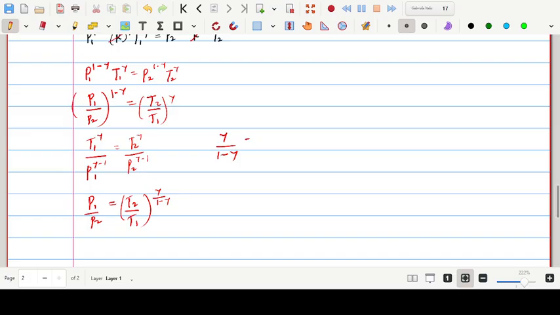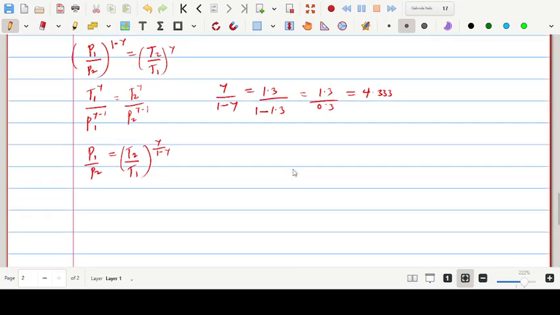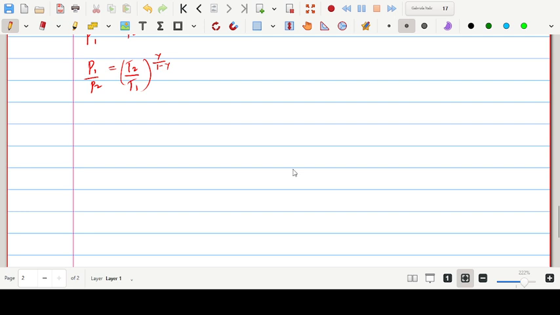What's going to be the value? Our gamma is 1.3. Then 1 minus 1.3 gives 1.3 over 0.3. So using our calculator, 1.3 divided by 0.3, we are going to get 4.33. It has no unit, 4.333, continuing like that. The next thing we are going to do is to make P2 the subject of formula.